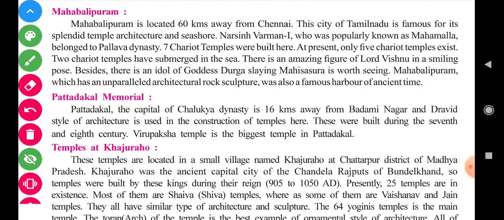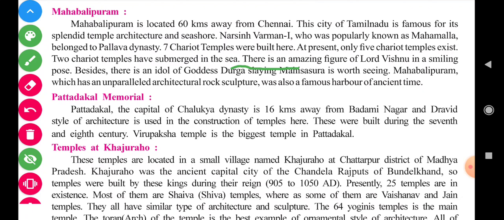This city, Mahabalipuram, is having a very famous name because of their temple architecture and seashore. Narsivarman I, who was popularly known as Mahamalla, belonged to Pallava dynasty, and from his name, the nomenclature of the Mahabalipuram was established. Seven chariot temples were built here. At present, only 5 chariot temples exist. 2 chariot temples have submerged in the sea. So there are now only 5 remaining.